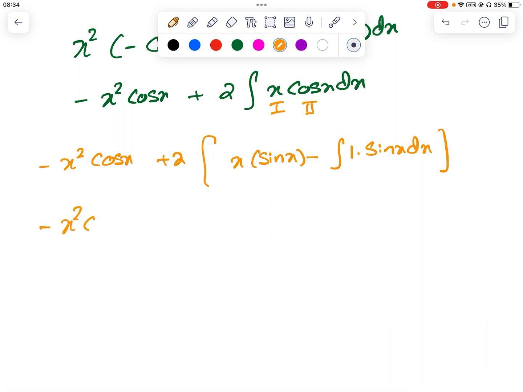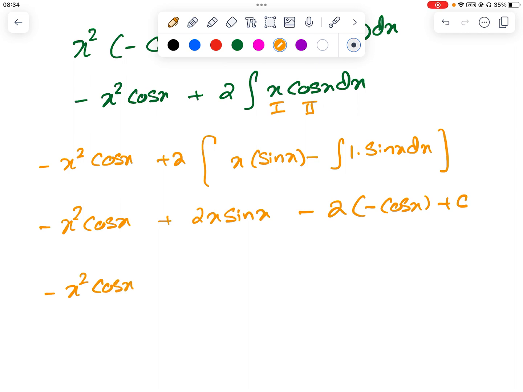Negative x square cos x plus 2x sine x minus 2 integral of sine x, which is negative cos x, plus c. So my final answer is negative x square cos x plus 2x sine x plus 2 cos x plus c.